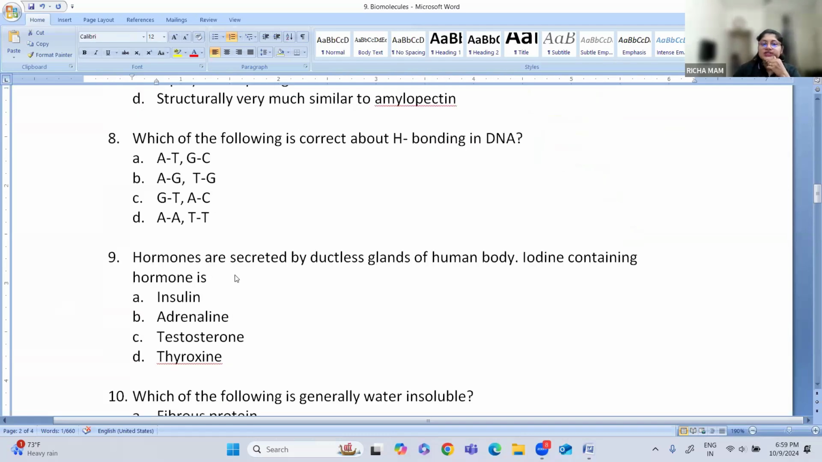Next: hormones are secreted by ductless glands of the human body. The iodine containing hormone is: A. Insulin, B. Adrenaline, C. Testosterone, and D. Thyroxine. How are hormones secreted? They are secreted by ductless glands. So which is the hormone which contains iodine?